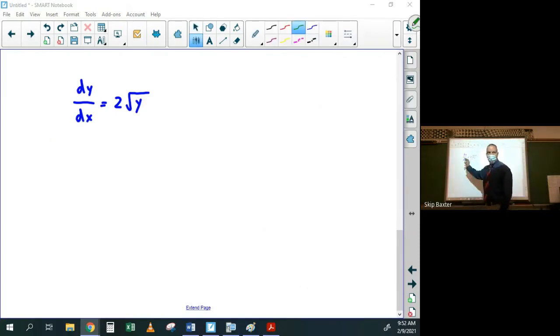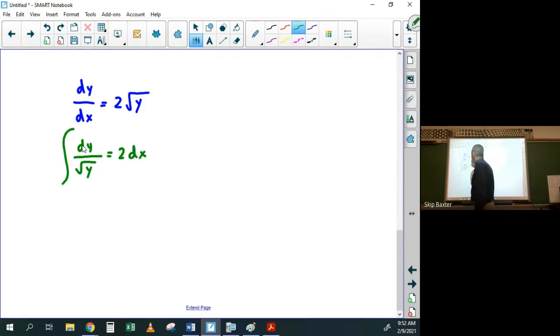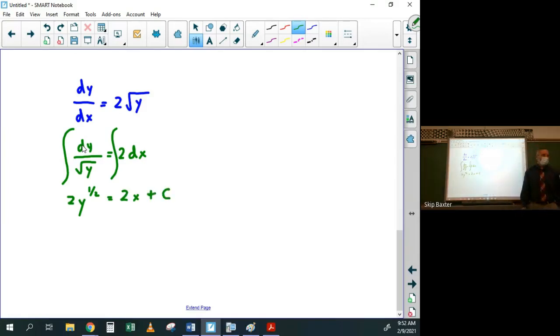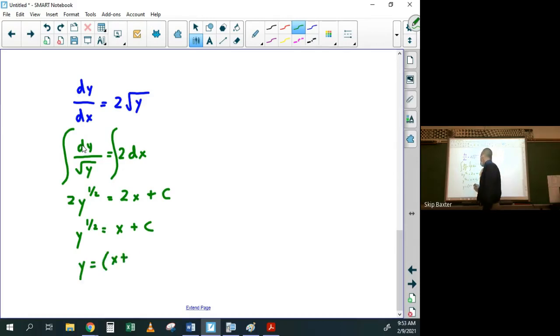Okay, so I'm going to leave the 2 on the right, and I'm just going to divide by radical y. So this would be dy over radical y equals 2 dx. So on the left, this is really y to the negative half. So its integral is y to the 1/2 times 2 equals 2x plus c. Divide by 2, the y to the half equals x plus c. And then square both sides. So y would be x plus c squared.